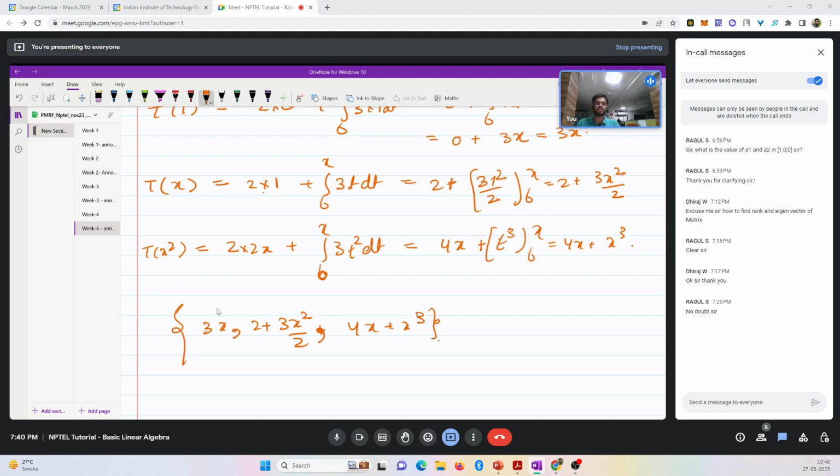Now, if you observe this, the second term has x square in it, and none of the other terms has x square in it. So using a linear combination of the first and second, it is not possible to obtain the second one. So this particular thing belongs to a linearly independent set.